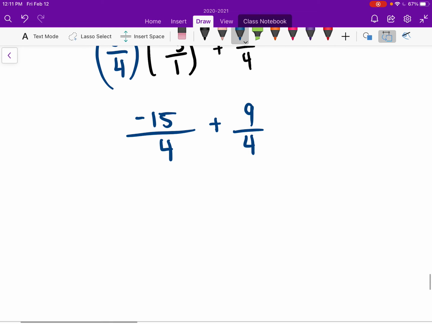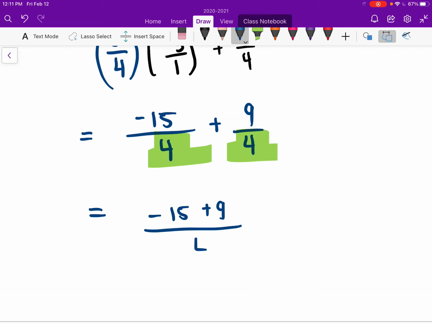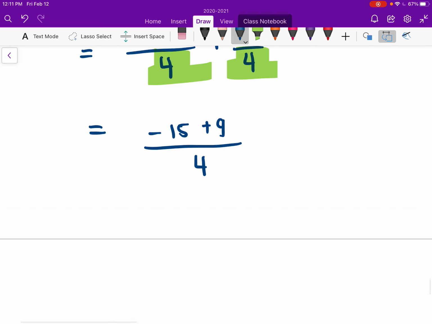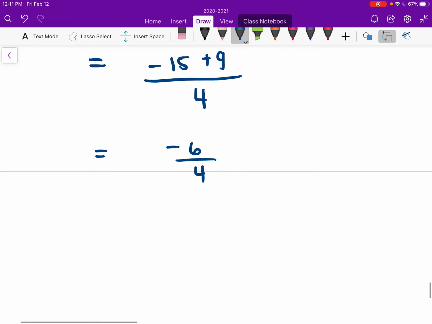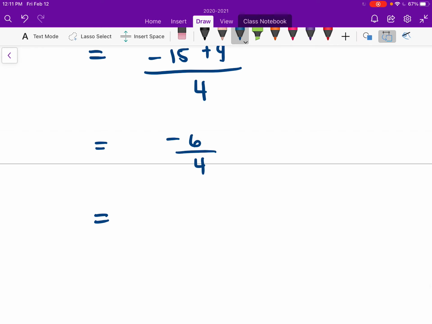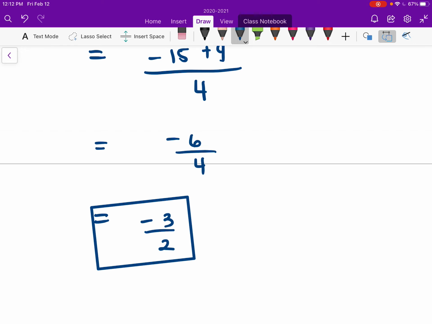Lucky for us, this works out. Our denominators are the same, right? I have a 4 at the bottom here. I have a 4 at the bottom here, so I can just go in and add. So I can do negative 15 plus 9 over 4. I'm going to say negative 15 plus 9 is equal to negative 6. So I know it's negative 6 over 4. And I know I can reduce that because they both can be divided by 2. So I'm left with negative 3 over 2. Okay.